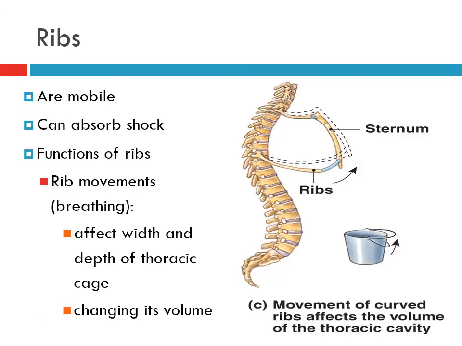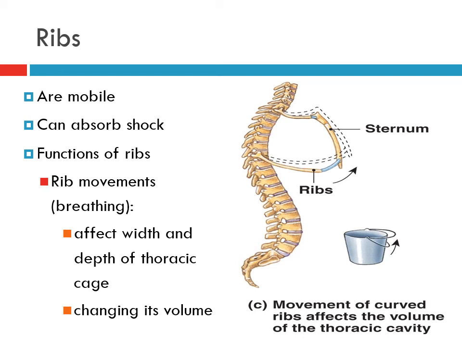Ribs are mobile and shock absorbing. So if somebody were to slam into you, say you're playing football and somebody slams into you, your ribs can give way and move in and allow for sort of rebound, so you don't end up getting as injured as you could if they were rigid structures.